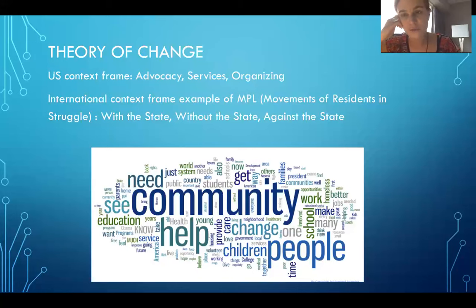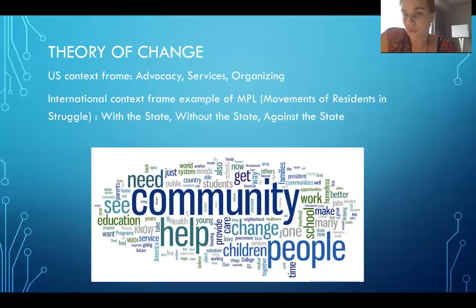I use this one as an example because I also think it's a great example of both and, or in this case, an and. MPL uses a frame for different parts of the work they're doing with the state, work they're doing without the state, and work they're doing against the state. If that's sounding extremely Marxist or like really confusing language, let's just unpack it. Basically what they're saying is it isn't just one of these things. We don't just need to work with the state.